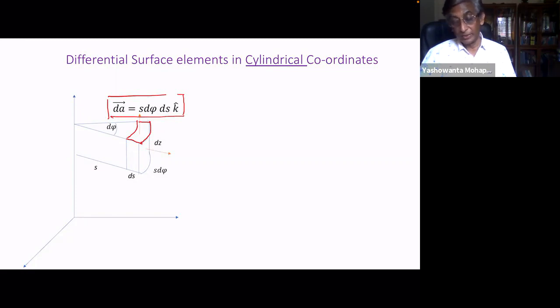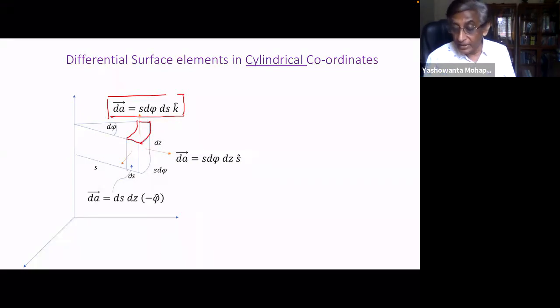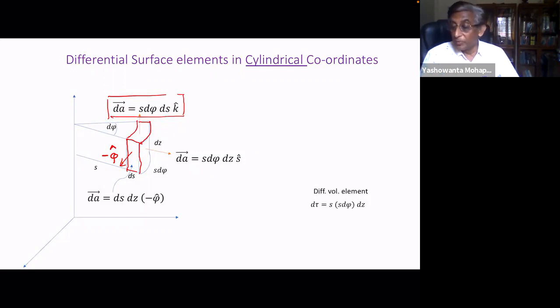So this one is pointing in the s hat direction, and it would be s d phi dz, right? The height is dz, and the width is s d phi. And in this one, this is pointing in the minus phi direction, and it will be simply ds and dz. This is ds and this is dz, and pointing in the minus phi direction. All right. So our ability to write these surface elements is going to be important. A differential volume element, of course, we know.